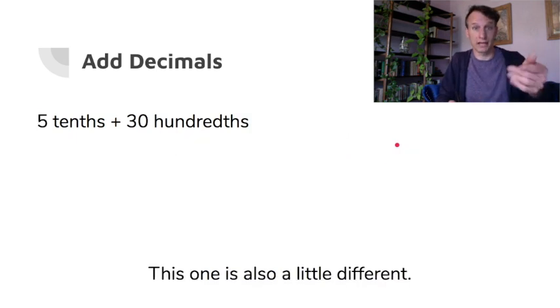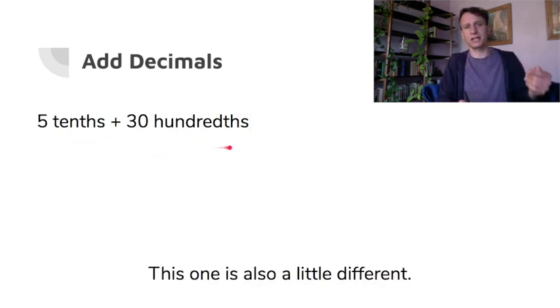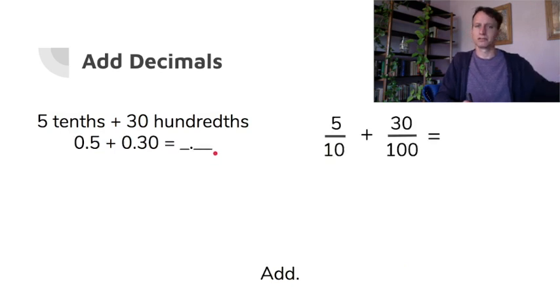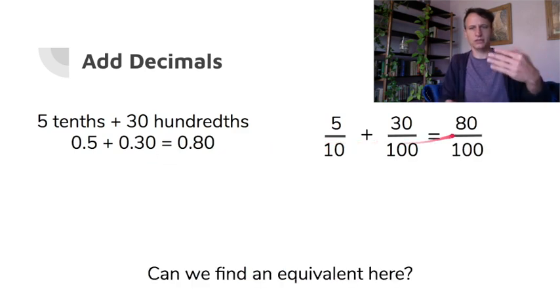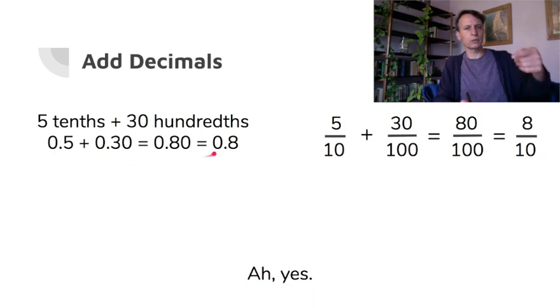For example, right now. Okay, 5/10 plus 30/100ths. Write down decimal and fraction form. 5/10 plus 30/100ths. Yes, you see this one? This one's a little more straightforward. 80/100ths. Good. All right, and now we could also write that as 8/10.